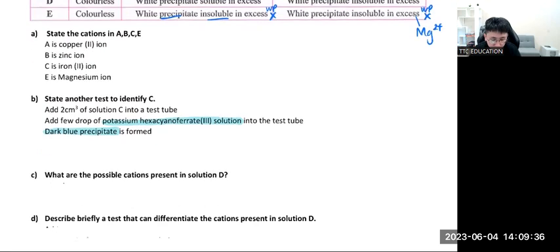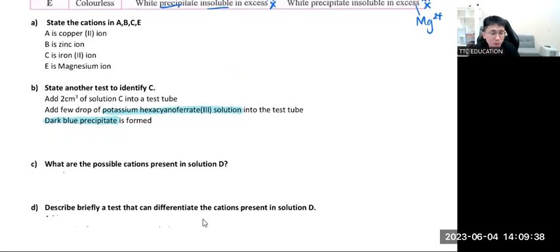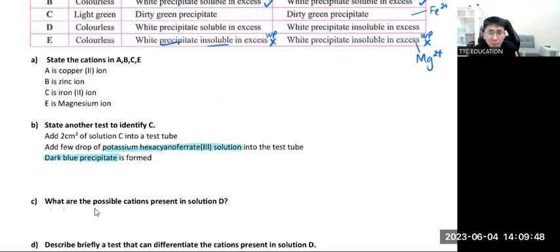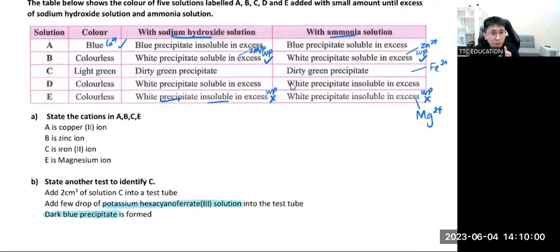Okay, moving on. What are the possible cations present in solution D? They never asked you about D before, but now they ask you in C. What are the possible cations? There's a trick in this question. They say possible cations, which means there might be more than one answer. It means that in this observation, you might not get your final answer even after the 2 tests. Let's see. D gives you a white precipitate soluble in excess when you add sodium hydroxide.